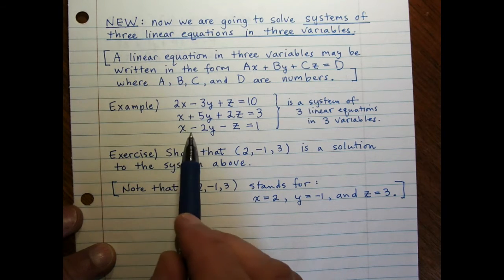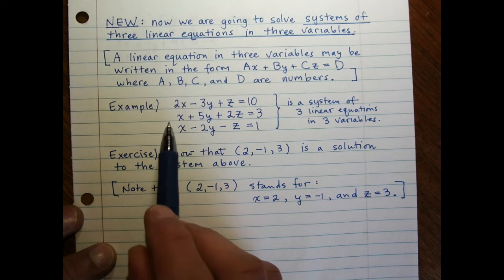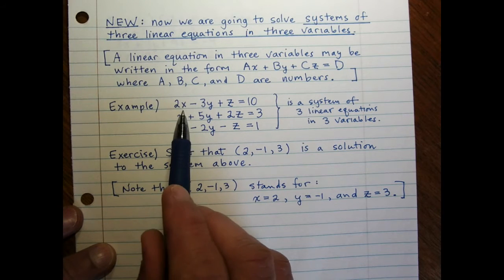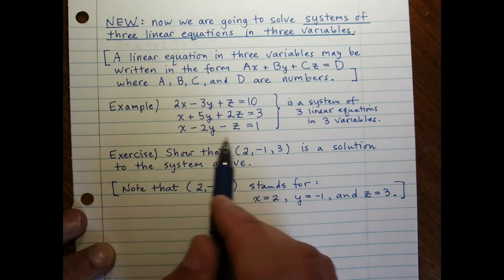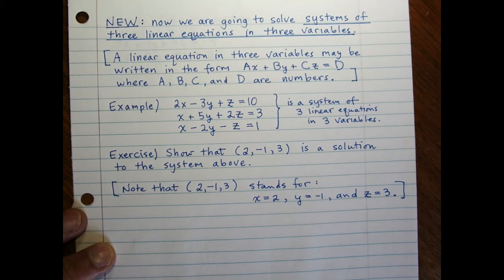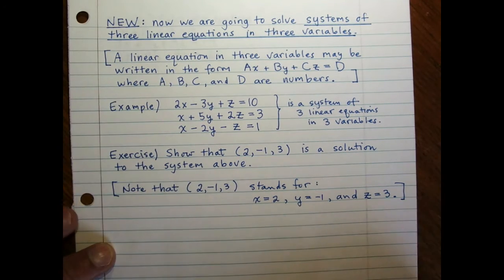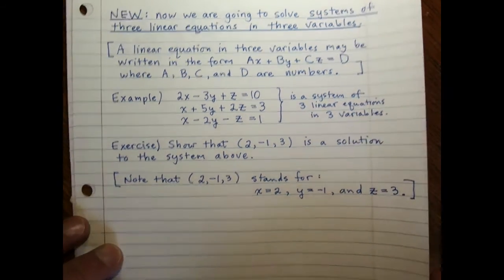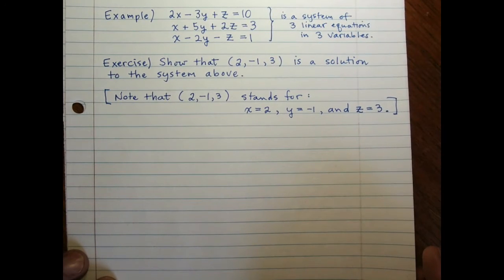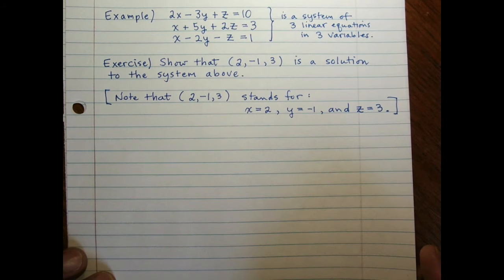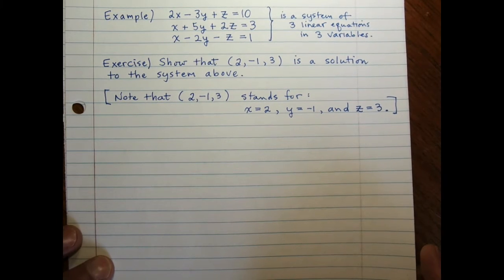And how do you recognize a linear equation? The way to think of it, the algebra of all this, is that we have each variable occurring to the first power, and we have no variables being multiplied together. So in the symbols, that's how we recognize that these are linear equations. So what I want to do is just one exercise here where we're going to show that 2, negative 1, 3 is a solution to the system above.